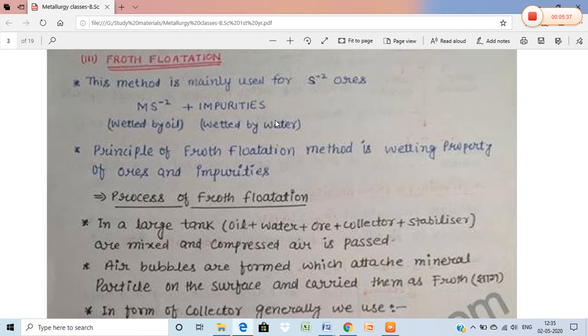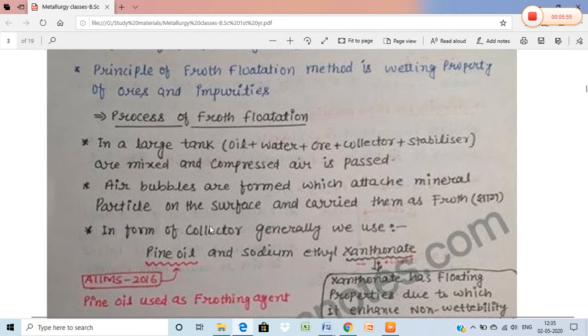So we can take out the ore. We separate the oil and water, and we get the ore in the oil and the impurities in the water. This is the froth flotation process, mainly used for sulfide ores. Here is the procedure. In a large tank, we take oil, water, ore, collector and stabilizer. All are mixed and compressed air is passed. Air bubbles are formed which attach to mineral particles on the surface and carry them up as froth.